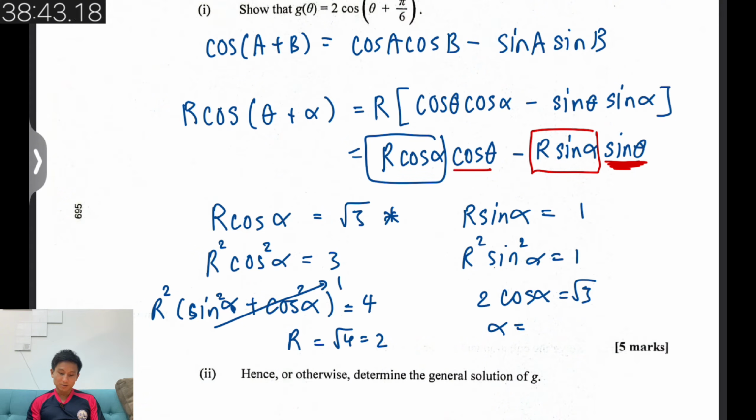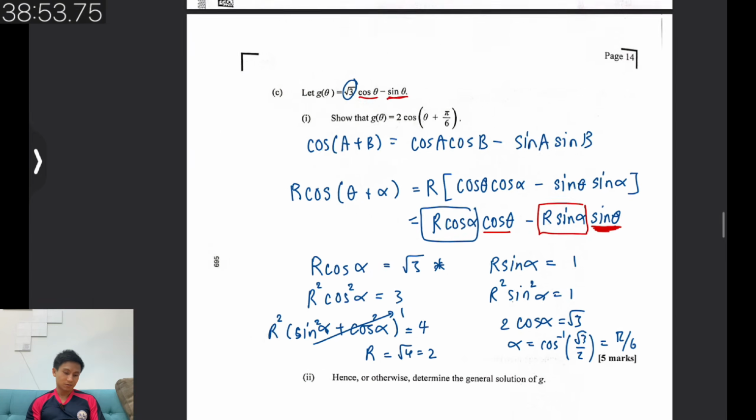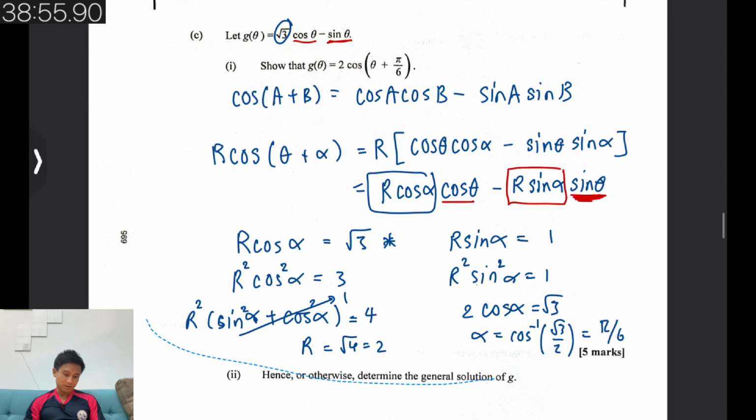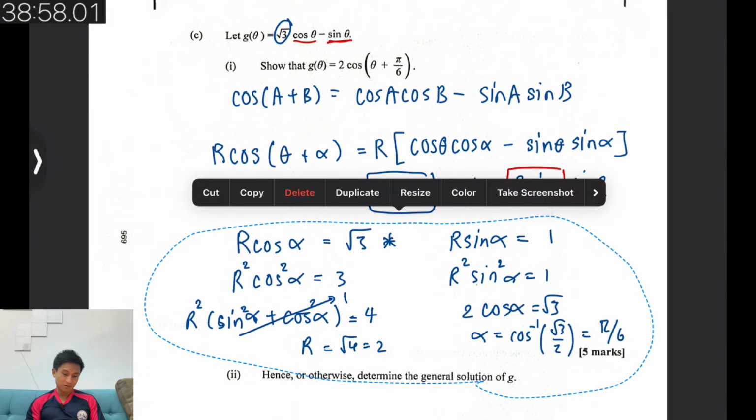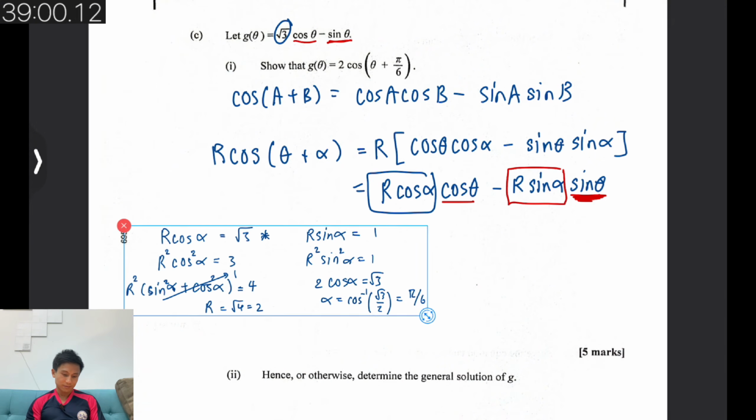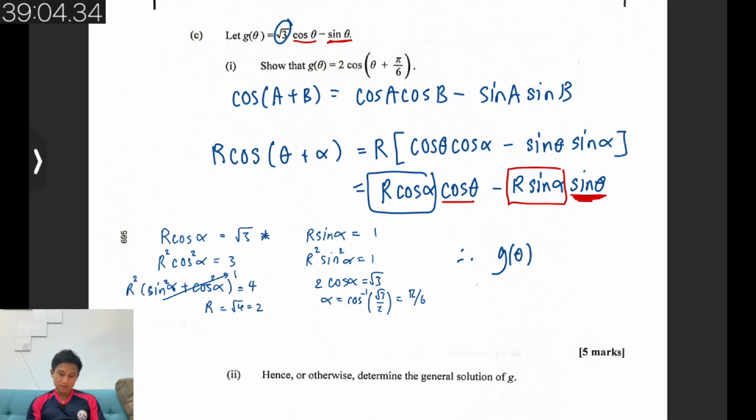So that means alpha is arc cos root 3 over 2. And arc cos root 3 over 2 happens to be 30 degrees, which is pi over 6, right? So I think we proved it. R is 2 and alpha is pi over 6, right? So therefore, g theta is just 2 cos theta plus pi over 6 as required. Yeah, that's it.